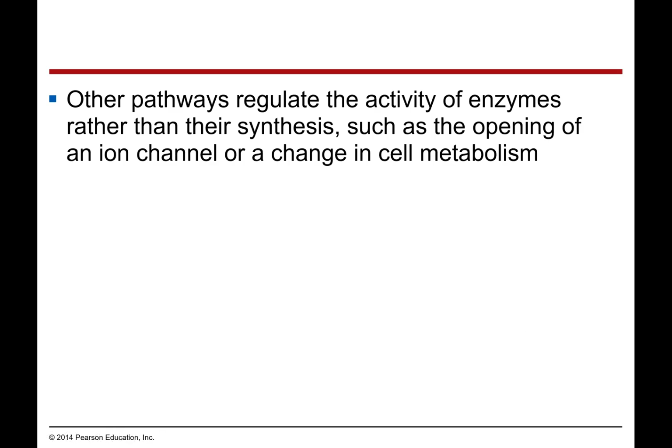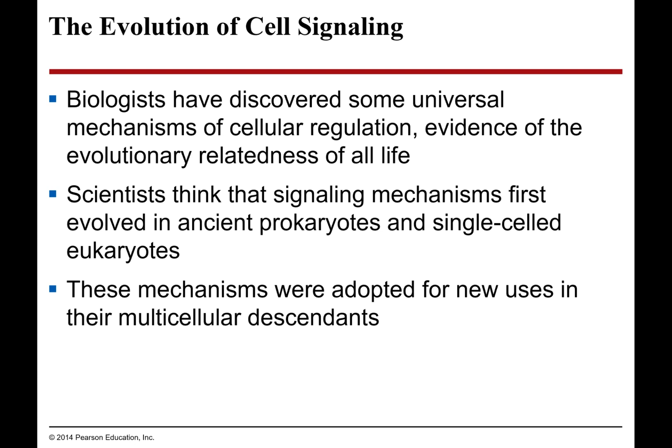Sometimes a signaling molecule may regulate the activity of a protein rather than its synthesis. An example could be a signal that may cause the opening or closing of an ion channel in the plasma membrane, something like that. We're going to look at, again, some examples in the coming days. And then, of course, there's always the evolutionary tie-in in your book. Evolutionary biologists have discovered that a lot of these cell signaling mechanisms are universal in all organisms, which shows us evidence for evolutionary relatedness of all life.